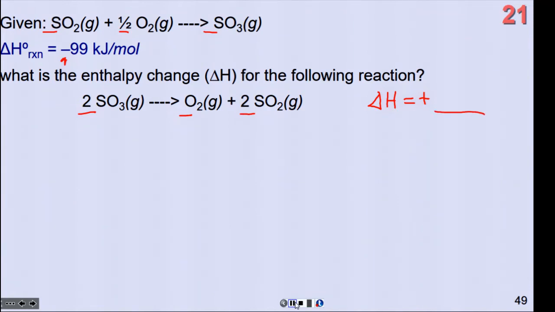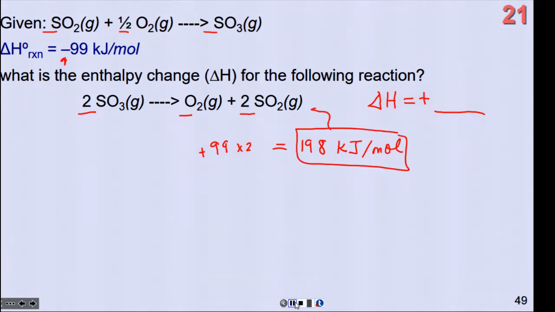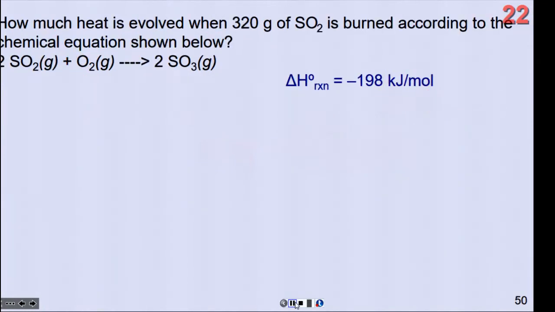And so what is it going to be? It's going to be 99 times 2. And if you can do your math, that looks like 198 kilojoules per mole as shown in this reaction. So the sign changes because the reaction is in the reverse direction, and it's twice as much as the original reaction, so you multiply it times 2. Not so bad. Let's try one more example for this recording.